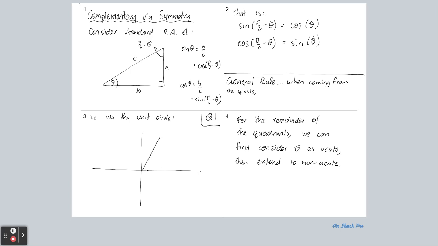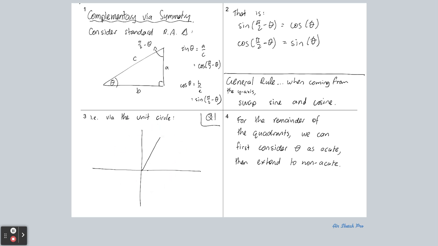So I've got here, as you can see, the general rule when coming from the y-axis. I'm going to come back to that. We can basically swap sine and cosine. And you'll see that in action in a moment. Let's have a look at this.